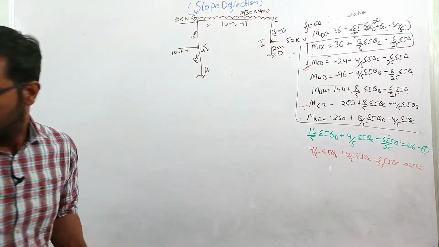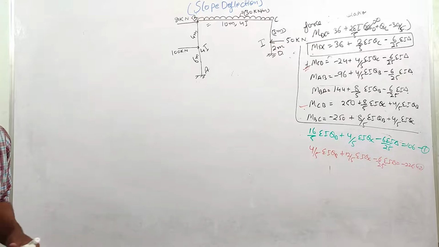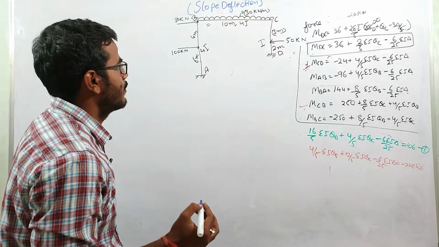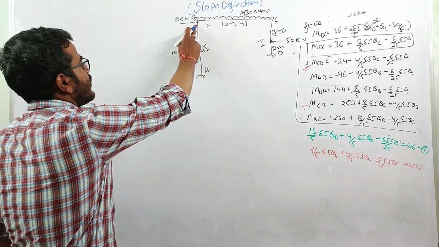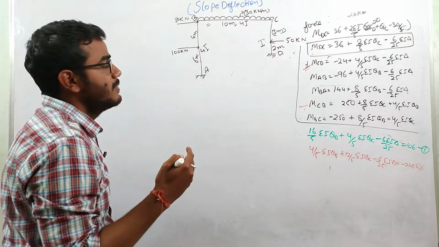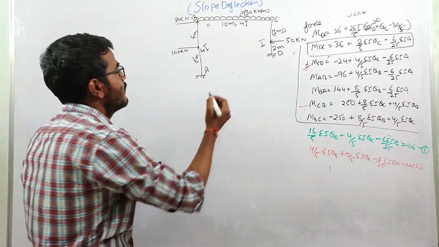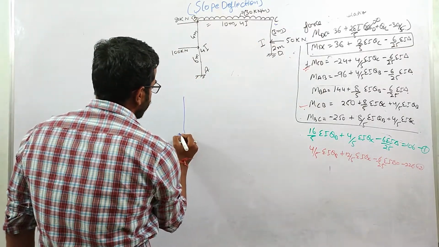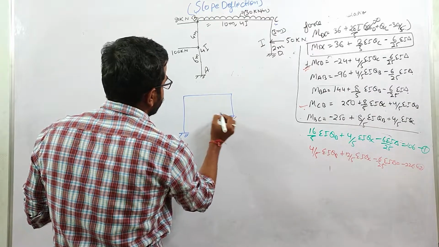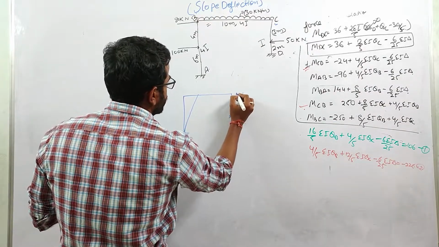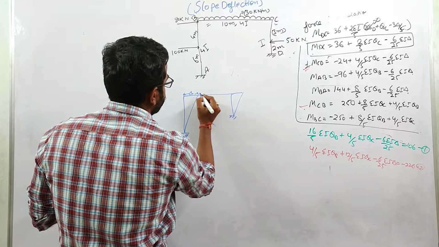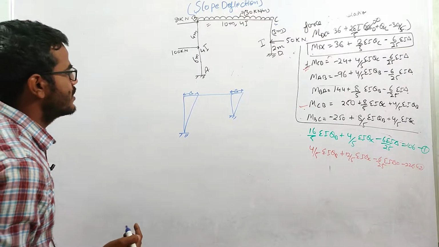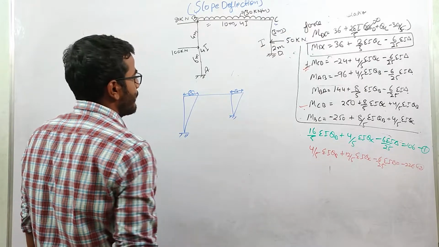Here you can see that corresponding to each displacement we write an equilibrium equation, right? For theta B, at this joint we write summation M equals 0. Here also we write summation M at C equals 0. Now our next displacement is basically delta. So we need to form the equilibrium equation corresponding to this delta.